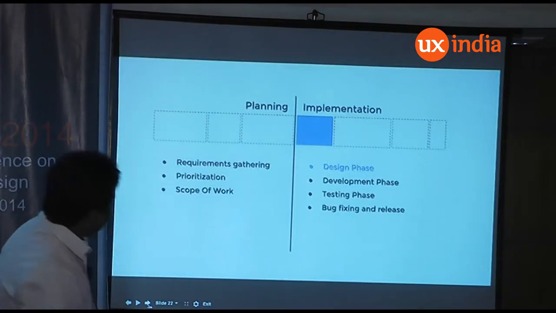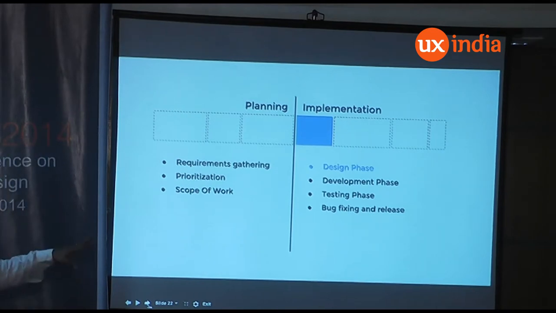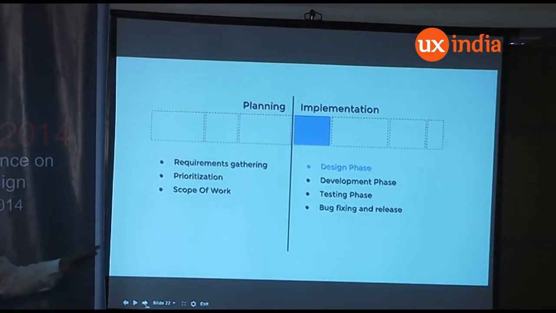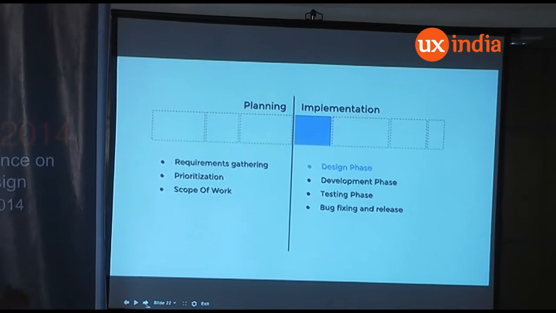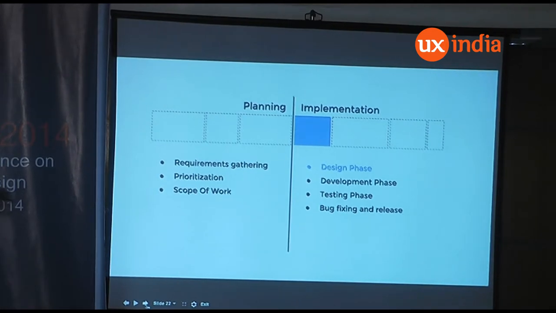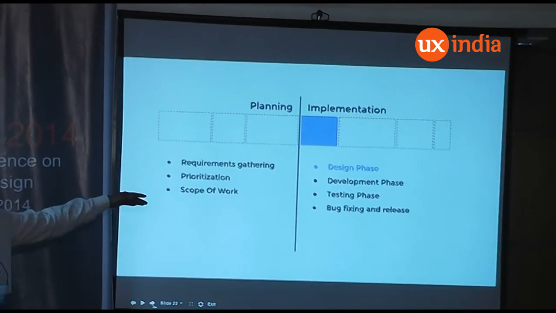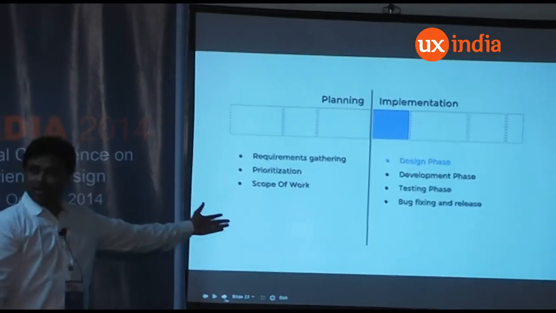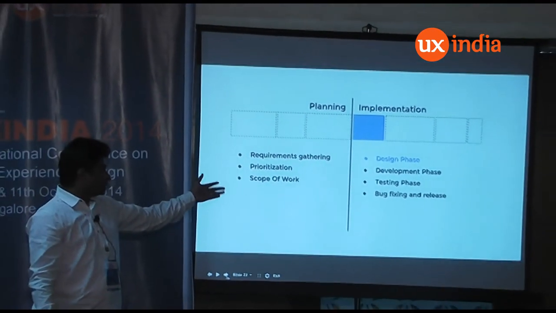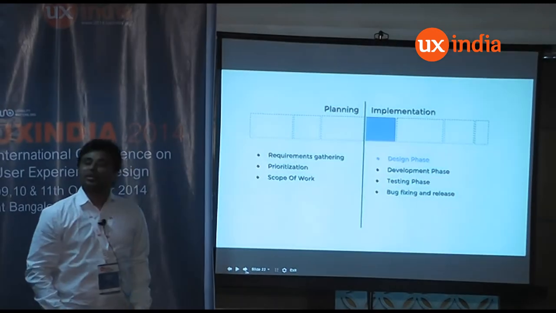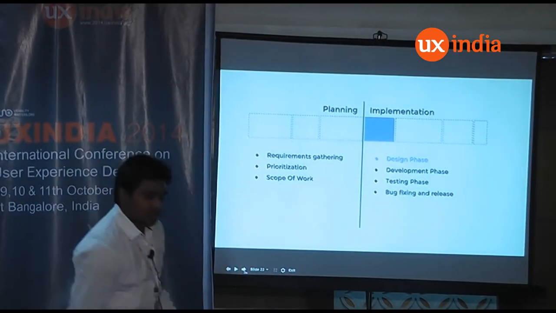Let's see that. Consider a very high-level, typical software development plan. At a high level, you'll have two sections: one part is planning and one part is implementation. In planning, you may have requirements gathering, defining the scope of work, prioritizing, and a few other things. On the other side, you'll have a design phase, definitely starting with design, then development, testing, some bug fixing, and releases. Just assume this is a typical software model.